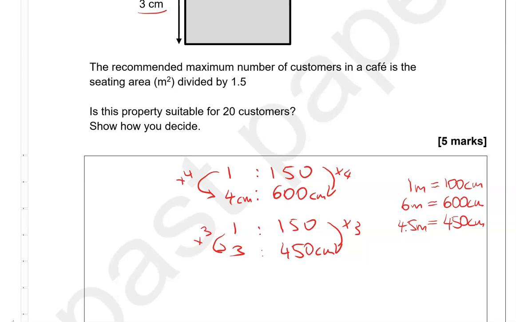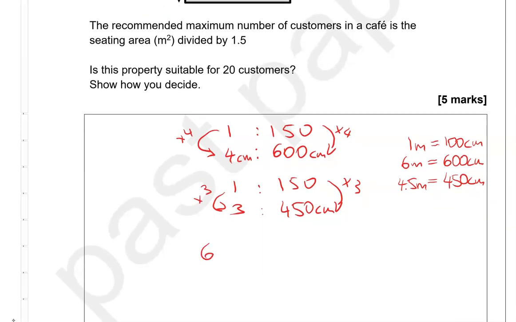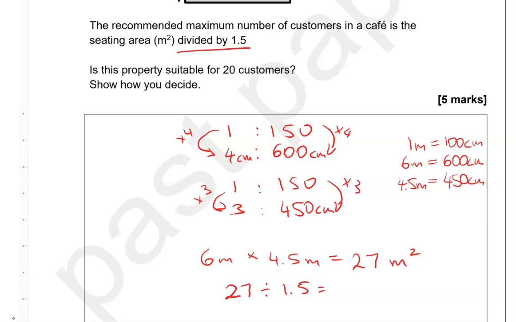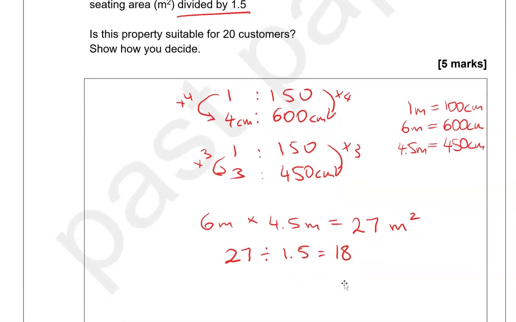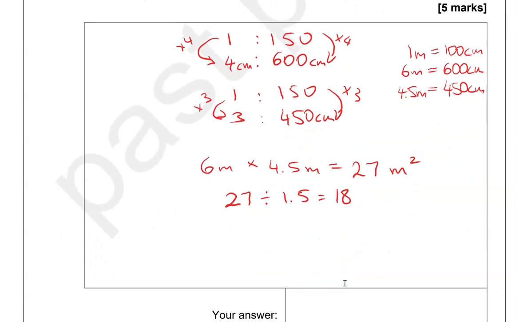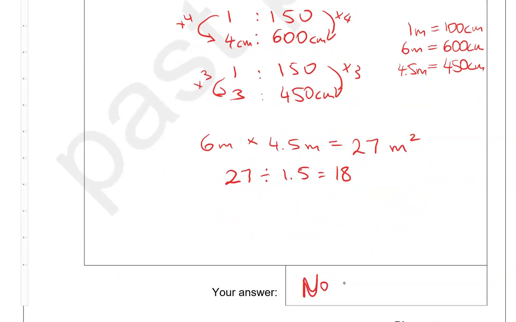So we've got the dimensions now in reality for this. That is 6 meters by 4.5 meters. To get the area, we'll multiply these together, and that gives us 27 square meters. So 27, divide that by 1.5, because that's what we're told there, gives us 18. So that's the recommended maximum number of customers. Is this property suitable for 20 customers? We're going to say no. Only 18.